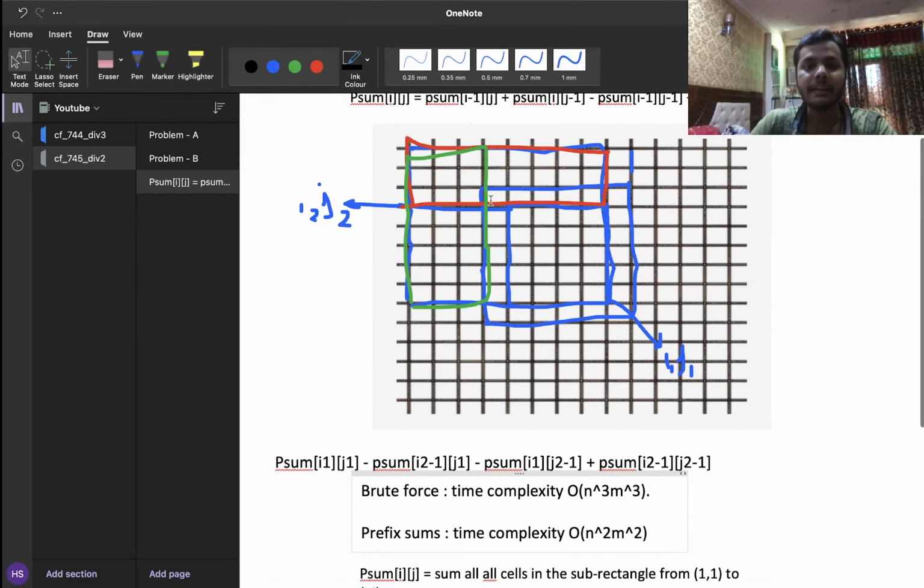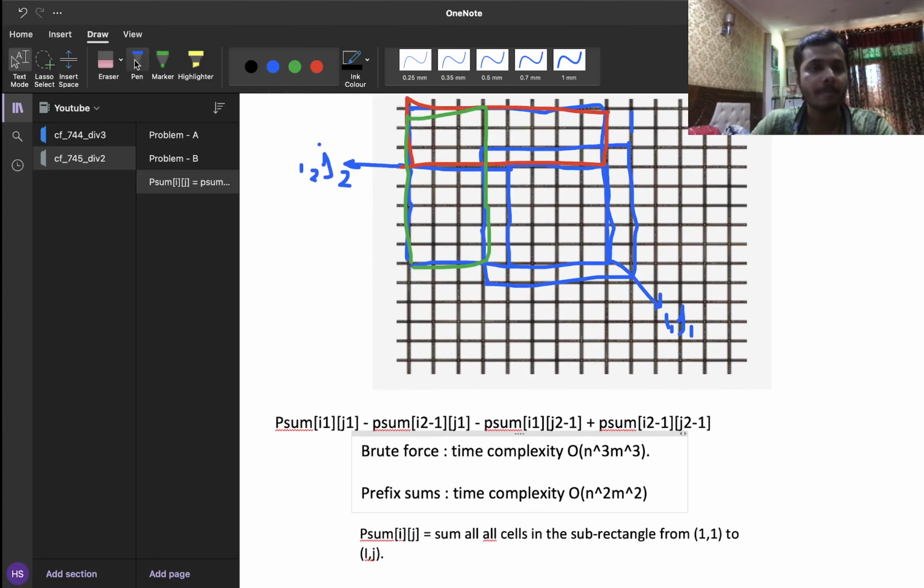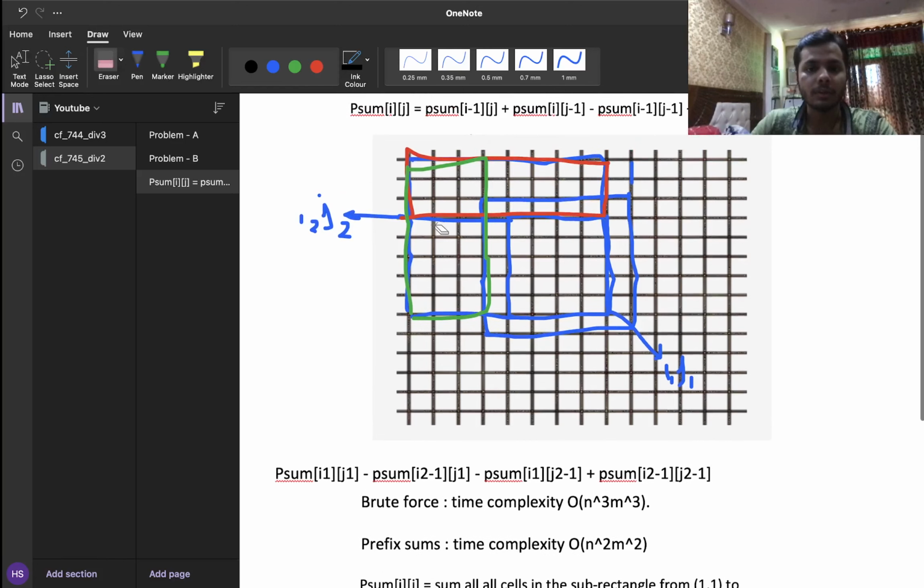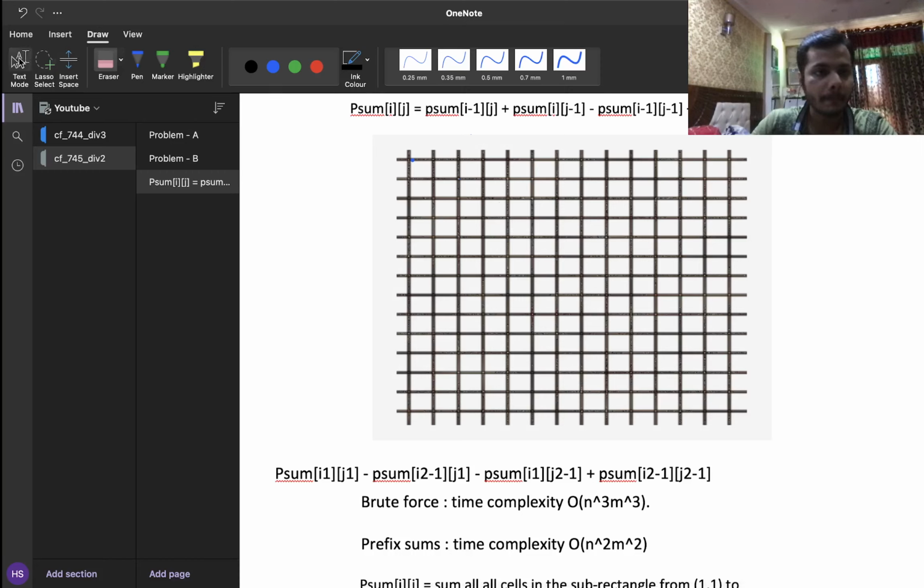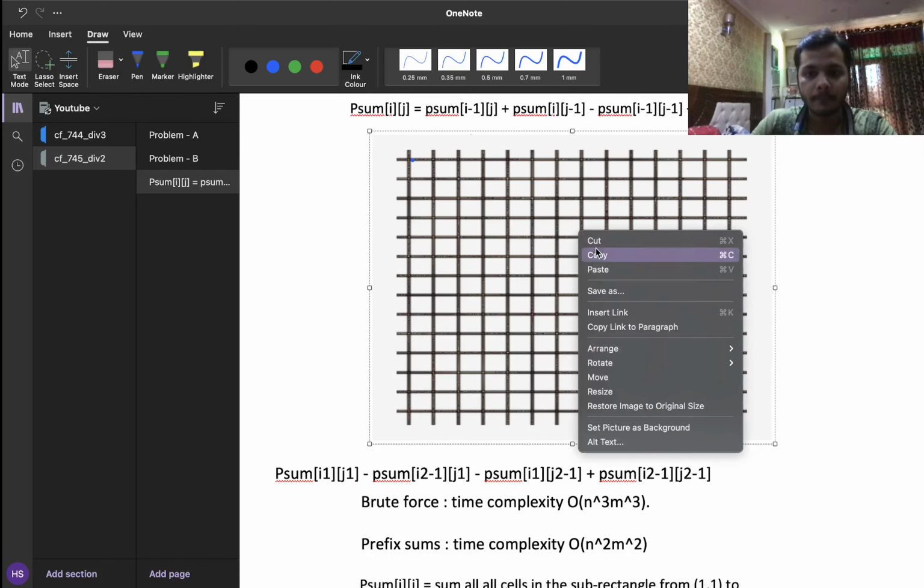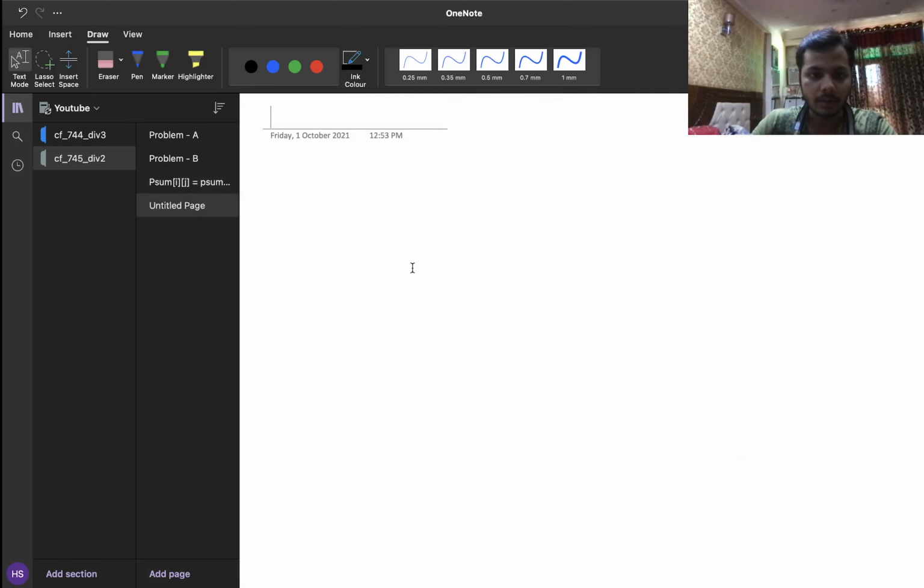So instead of iterating over both the corners, now I'm going to do something extra and something special here, right? Let's see what we're going to do now. Let's clear this up a little bit. Okay, let's move to the next page.